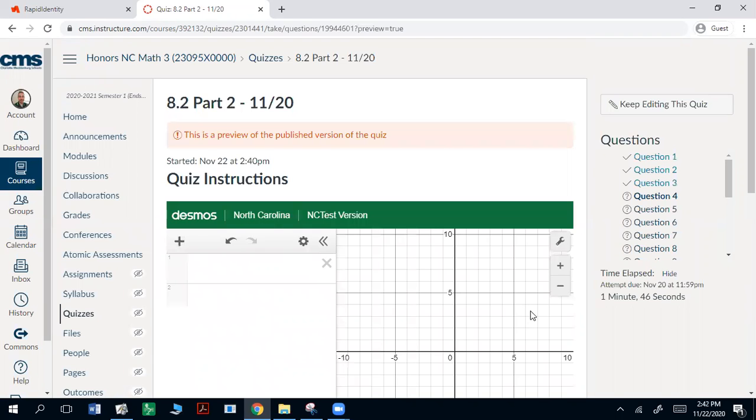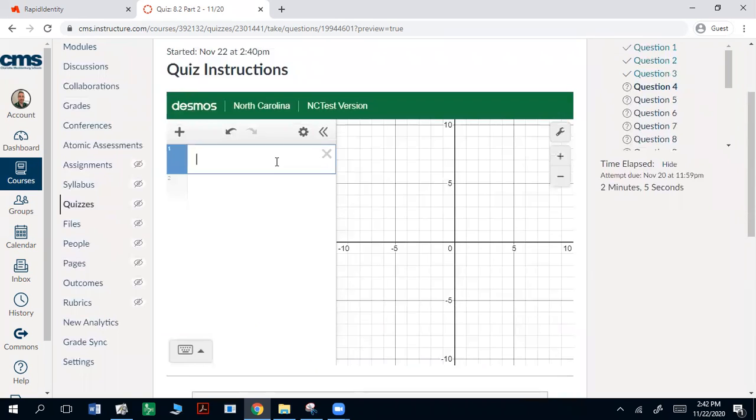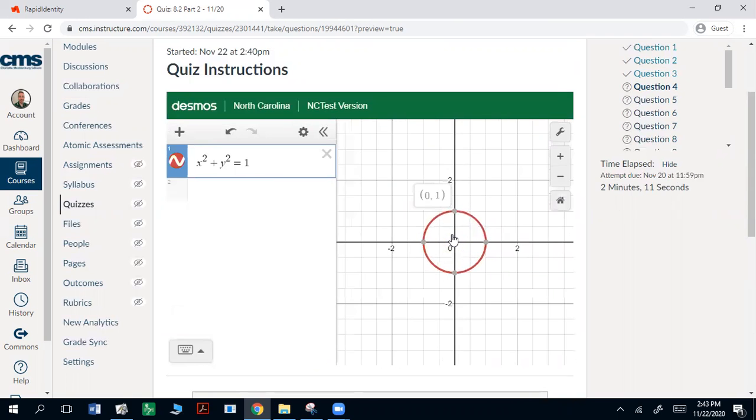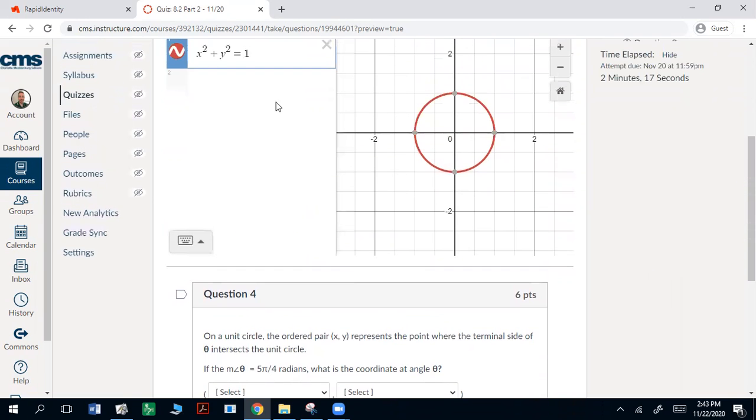Number 4. On the unit circle, the ordered pair xy represents the point where the terminal side of theta intersects the unit circle. If the measure of angle theta is 5 pi over 4 radians, what's the coordinate at angle theta? So we can do this. The unit circle is x squared plus y squared equals 1. We want to know 5 pi over 4 as a degree. So we'll do 5 pi over 4 multiplied by 180 over pi, and that's 225 degrees.